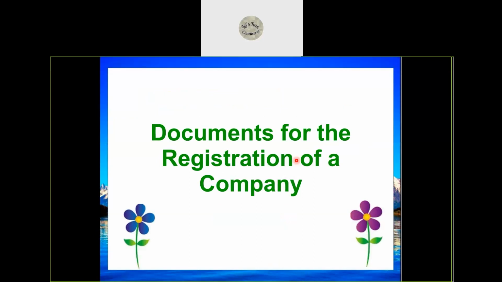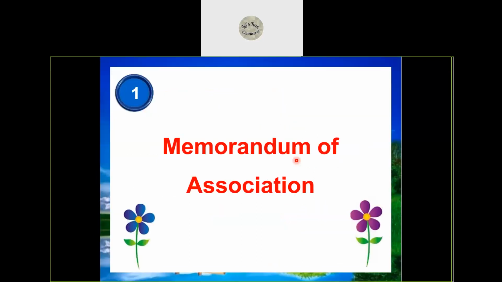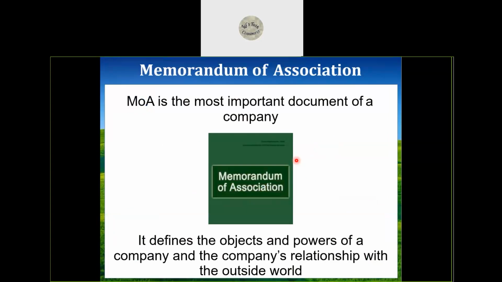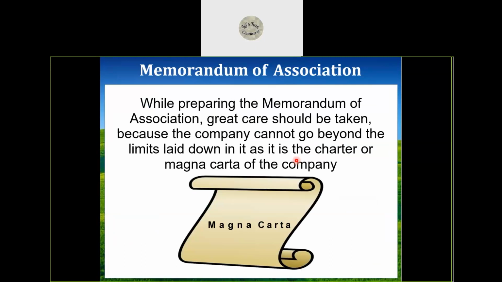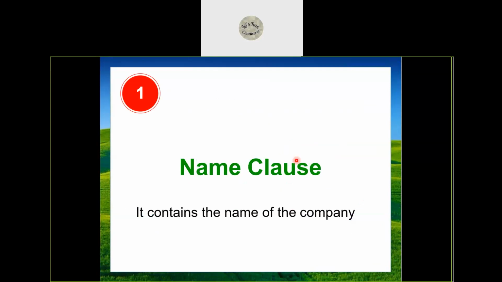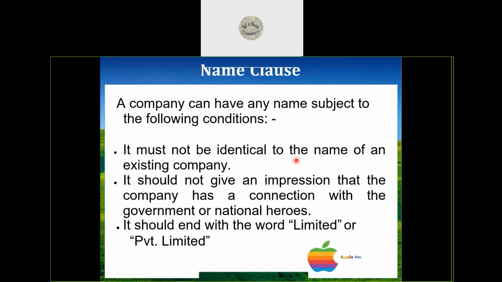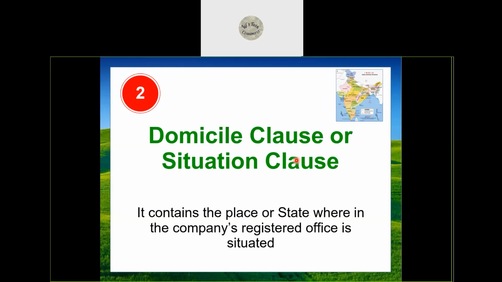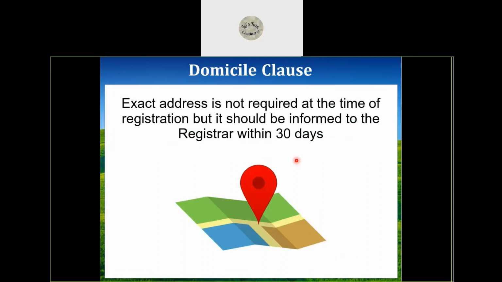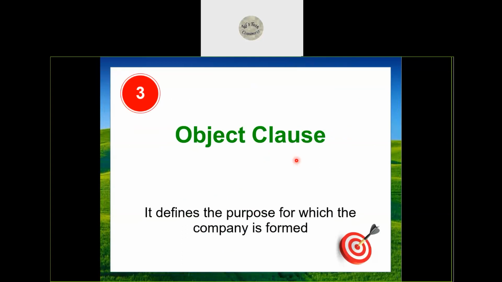And then the second topic which we have studied today is Memorandum of Association in detail. Memorandum of Association is the principal document of the company. It is also known as the charter or Magna Carta of the company. And what are the clauses? The first is the name clause. It contains the name of the company. Second is the situation clause, the place where the registered office of the company is situated. Object clause, the purpose for which the company has been made.